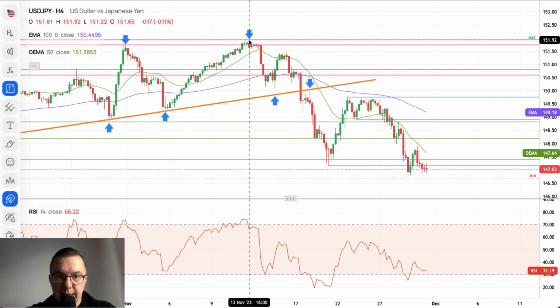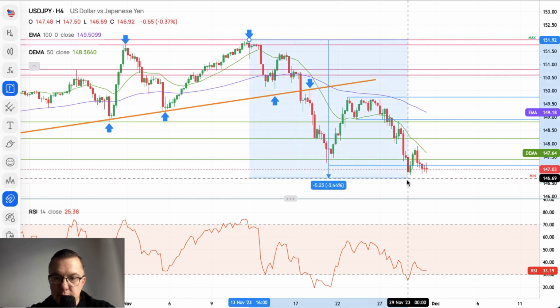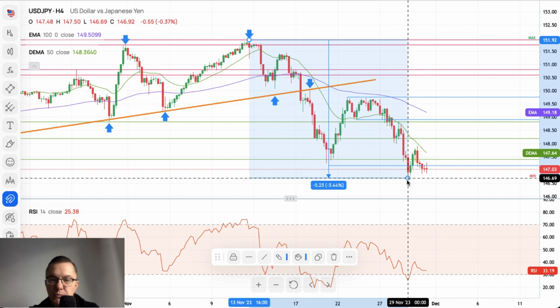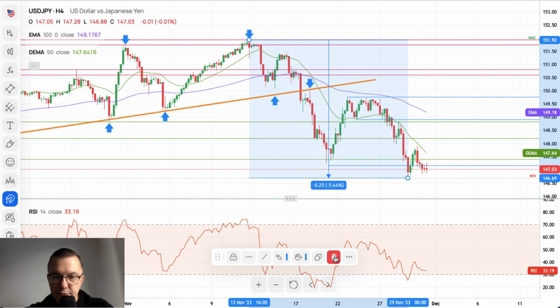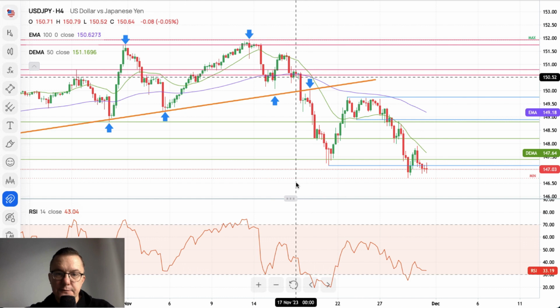From the last high at 151.92 to the last low, just from yesterday, actually, we moved minus 3.44%. So this is the whole movement to the downside. Okay, so we can remove it. We know the numbers now.